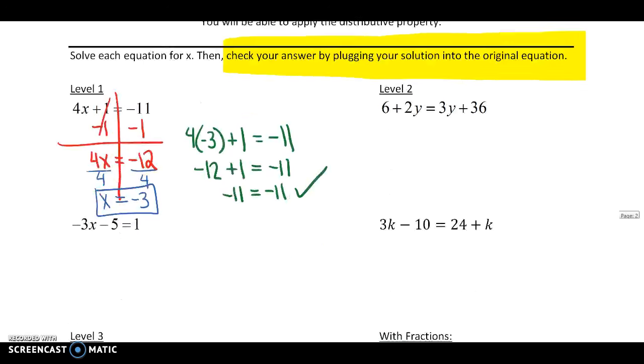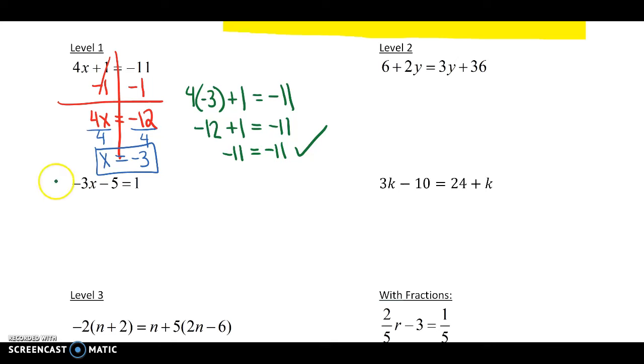Okay, so that's an example that's pretty basic. What I want you to do right now is pause the video. Don't cheat. I want you to solve this equation on your own, and I'll come back with the answer worked out. Are you pausing yet? If not, do that now.